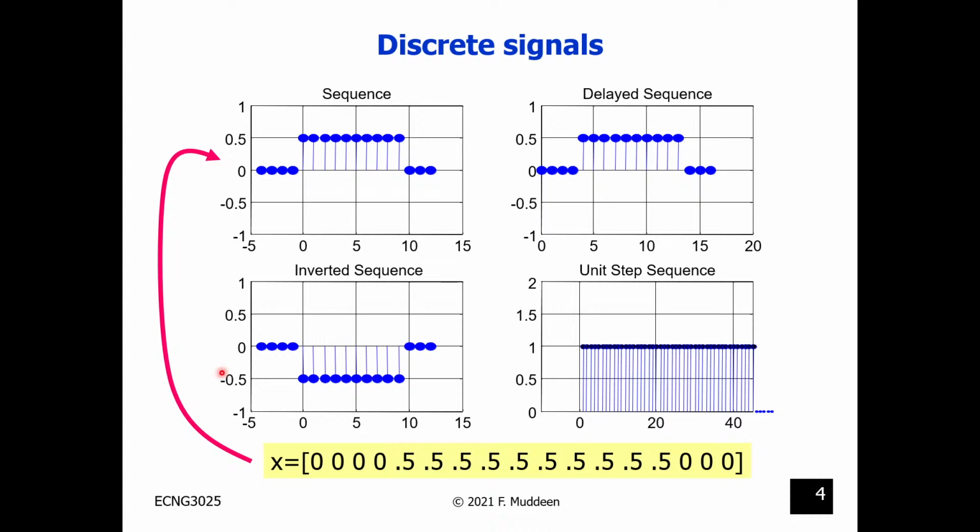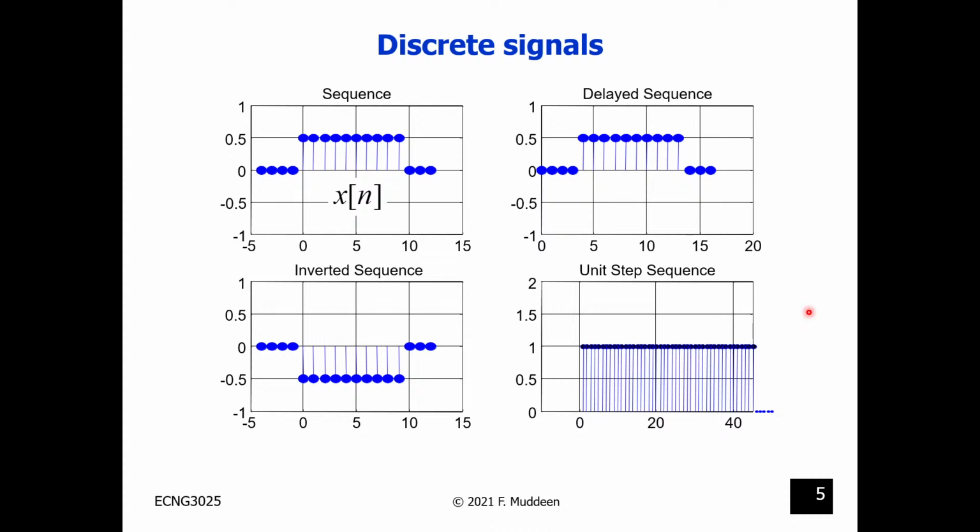So, if we had a general sequence here, it's 0 for everything before 0 and everything after 10, and 1 for everything in between. We can still do our standard signal manipulation tactics that we saw for our continuous time signals in signals and systems. So it's possible for us to delay our signal, to invert it, and then we can make our unit step sequence as such.